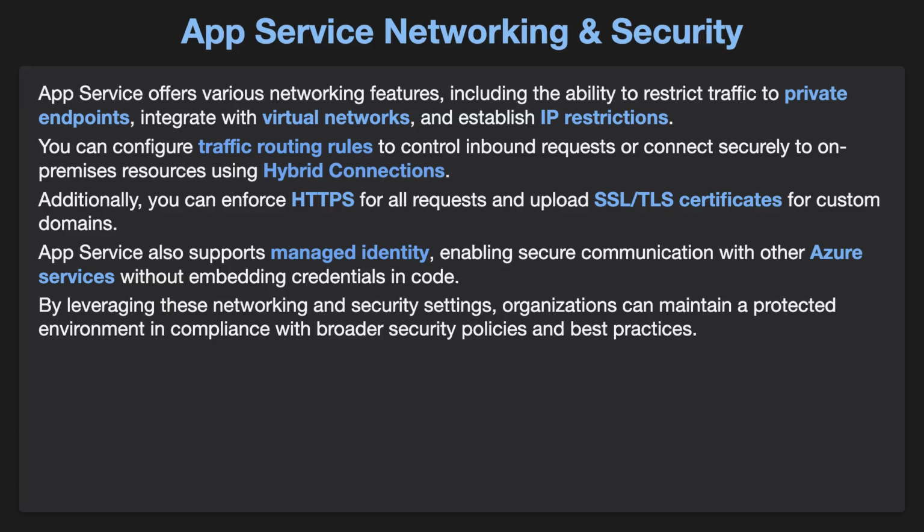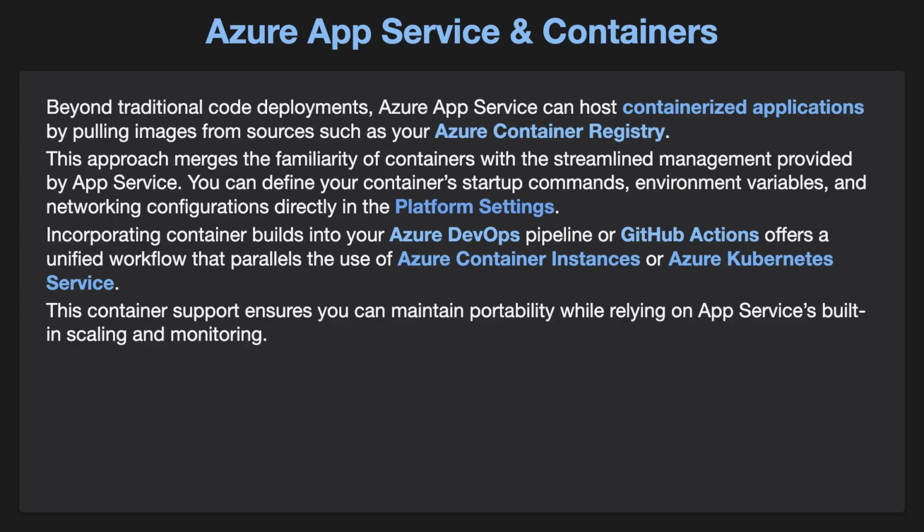best practices. Beyond traditional code deployments, Azure App Service can host containerized applications by pulling images from sources such as your Azure Container Registry. This approach merges the familiarity of containers with the streamlined management provided by App Service. You can define your container's startup commands, environment variables, and networking configurations directly in the platform settings.